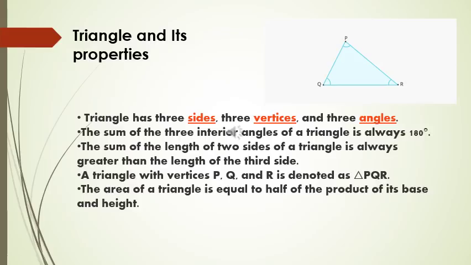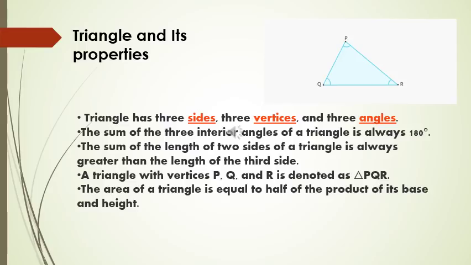So before going further, let us first revise about triangle and its properties. As you are all aware that a triangle is a three-sided polygon. It has three vertices, three angles and three sides. The sum of all the interior angles of a triangle is always 180 degrees. And you have already studied in your earlier classes that the sum of the lengths of any two sides of a triangle is always greater than the third side.